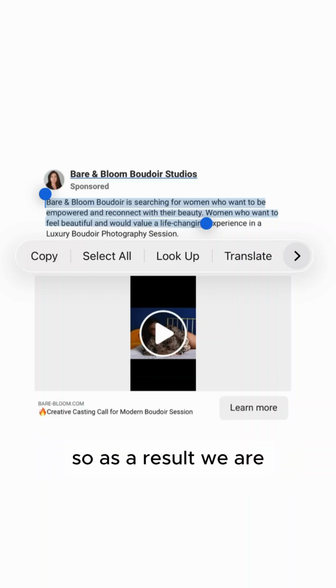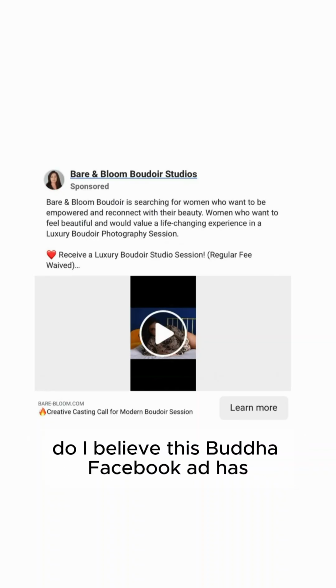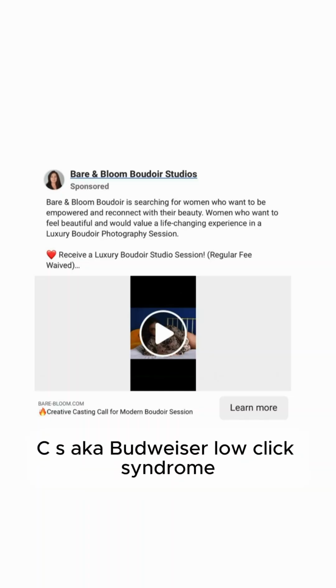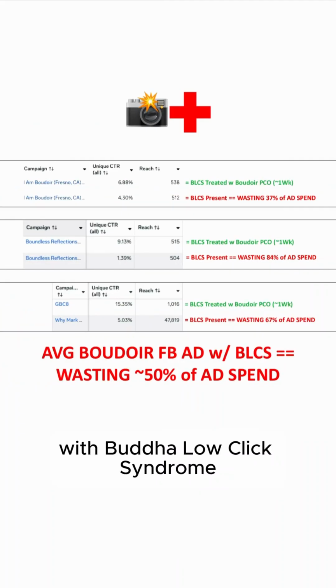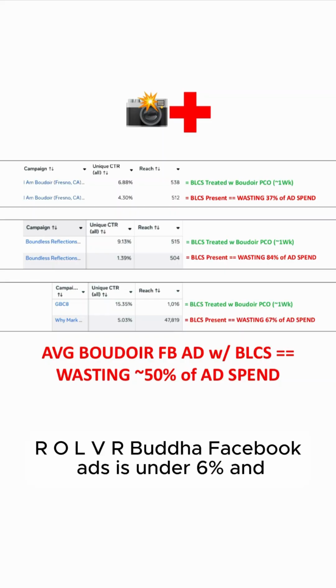So looking at all these, taking all into account, do I believe this Boudoir Facebook ad has a unique CTR under 6%? Yes, I do. So yes, I believe this Boudoir Facebook ad has BLCS, aka Boudoir low click syndrome. So if you're a BLCA with BLCS, a Boudoir low click advertiser with Boudoir low click syndrome, the unique CTR of your Boudoir Facebook ads is under 6%.